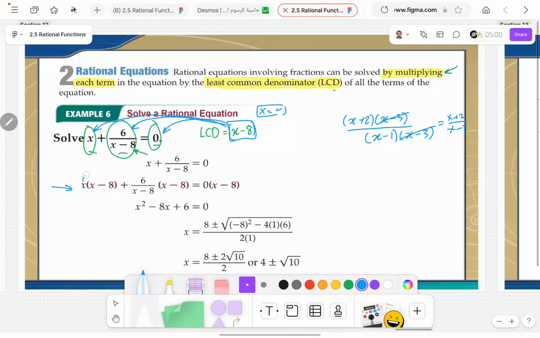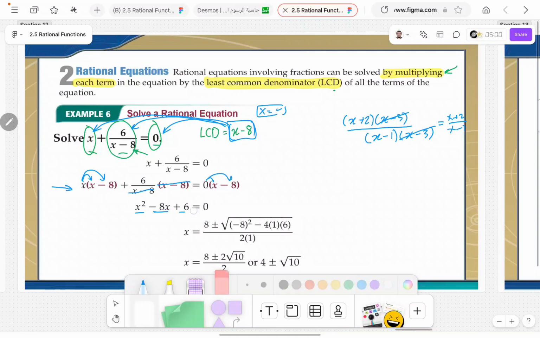Now, the first step is distributing: x times x is x squared, x times negative 8 is negative 8x. Now in the second term, x minus 8 cancels x minus 8, so what remains? 6. Equal 0 multiplied with all of that, the term is still equal to 0.